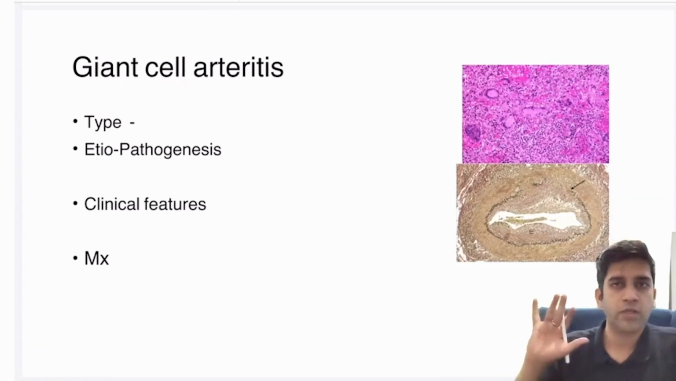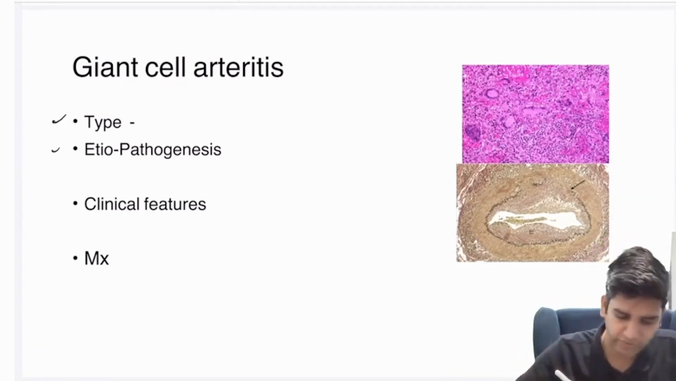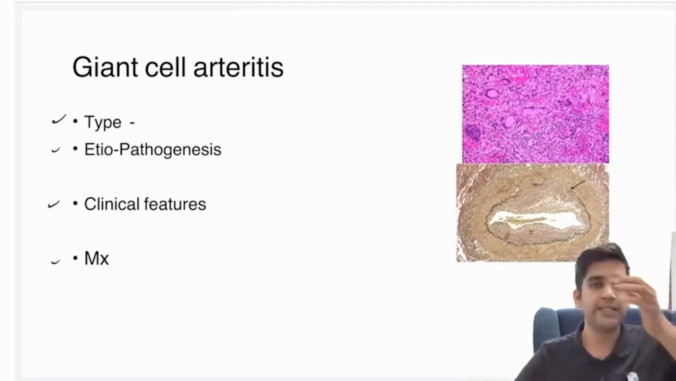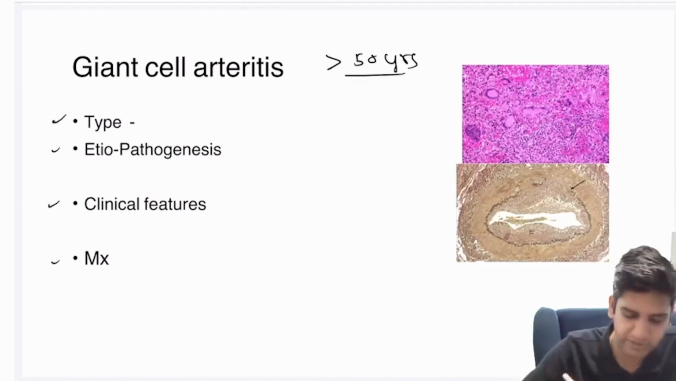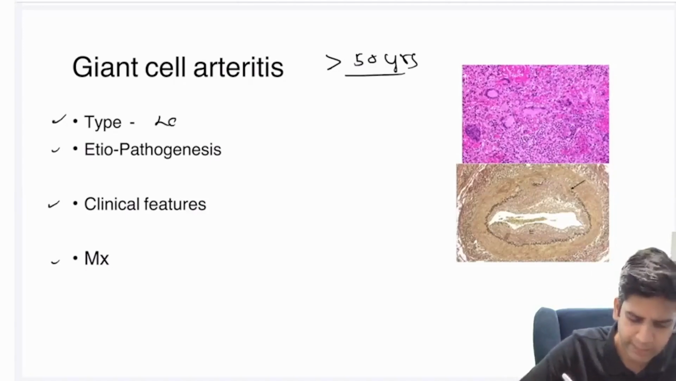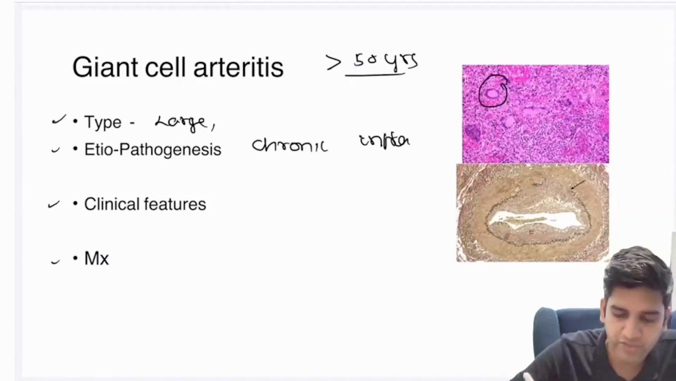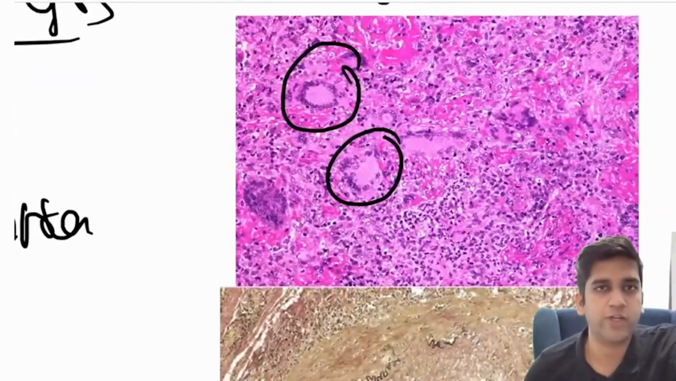Fine. So in vasculitis, type of vasculitis, little bit about the etiopathogenesis, clinical features, and one or two salient microscopic findings. Right. Giant cell vasculitis. First thing, more than 50 years. Never forget this. It cannot happen in a young person. It's nothing but a large vessel vasculitis predominantly, and the patient is going to have a chronic inflammation. Any patient with chronic inflammation, what will be the microscopy? Giant cells and granuloma, right? Obviously, you have giant cells and granuloma.